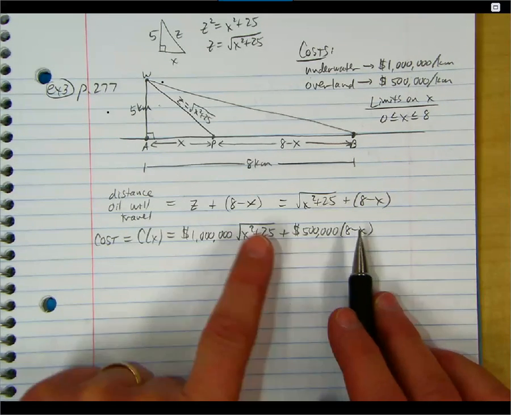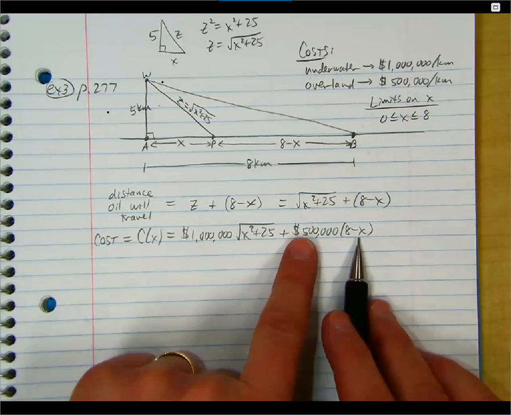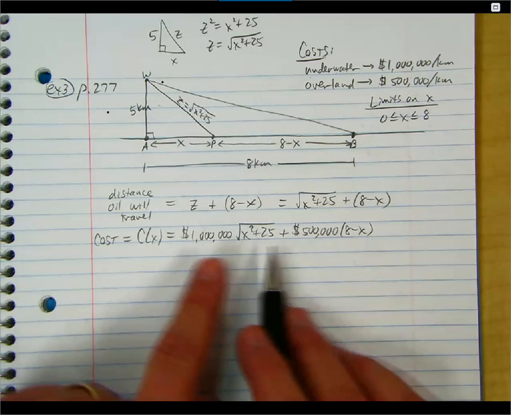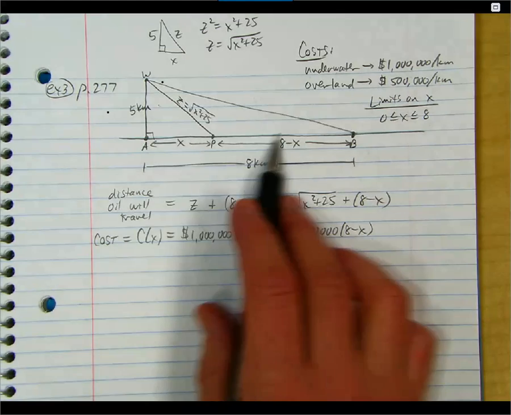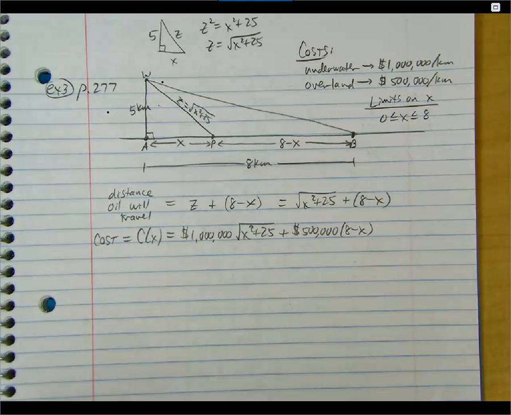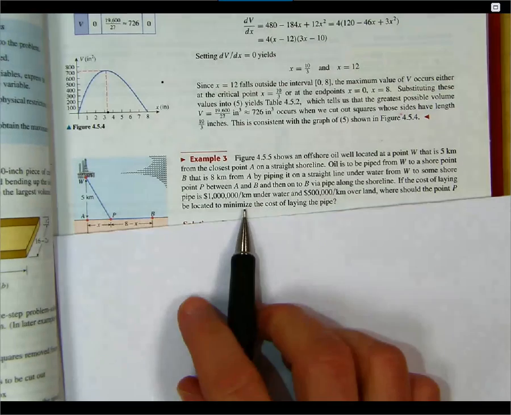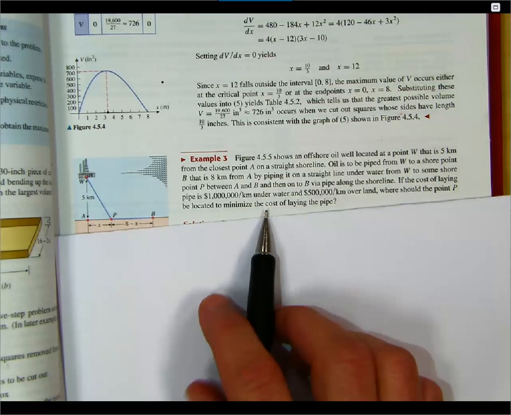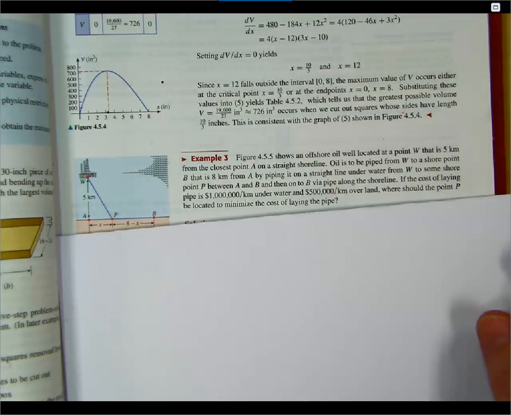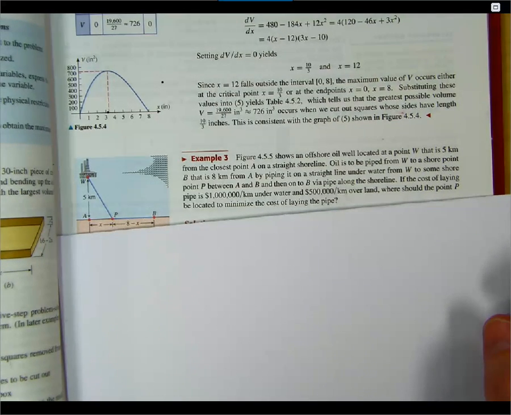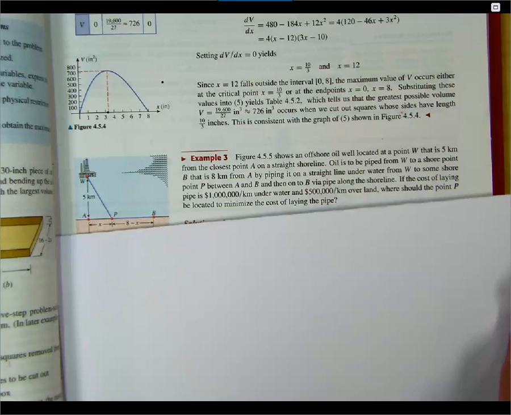Now, depending on what x is, these numbers will be different, right? They will change because x is going to change as we move this point P back and forth. So we have a cost function. Let's go back to the question. We would like to minimize cost. Okay, we spoke last class about how to minimize a function, you take its derivative, you find out critical points. When is that derivative 0? When is that derivative undefined?